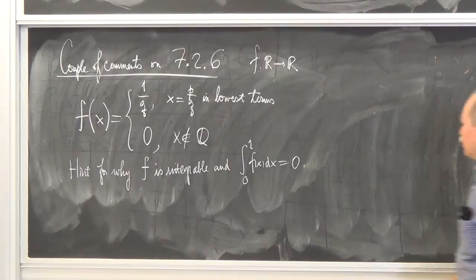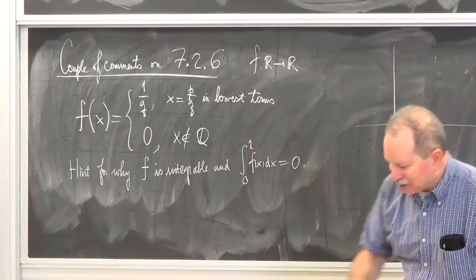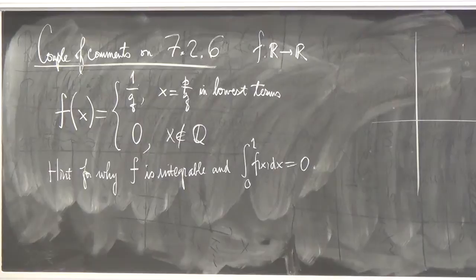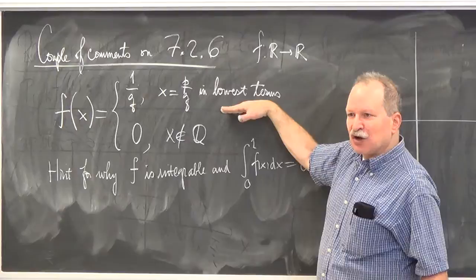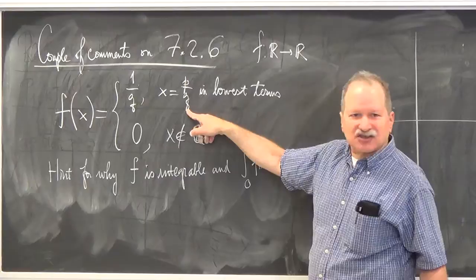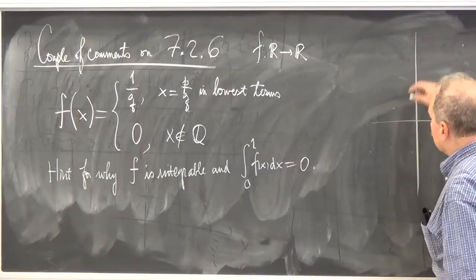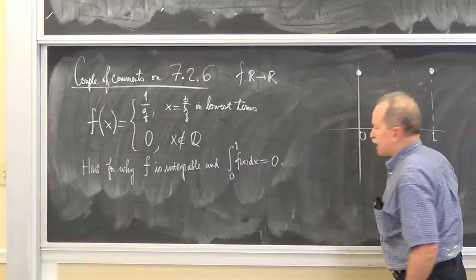For those of you who have not yet tried working on this problem, the first thing to think about is, what does the graph of this function look like? So notice you're talking about rational numbers in lowest terms. So if you have 6/8, you don't write it as 6/8. You write it as 3/4. So at any integer, I'm just going to do it between 0 and 1, but at any integer, the value of the function is 1, because any integer is integer over 1.